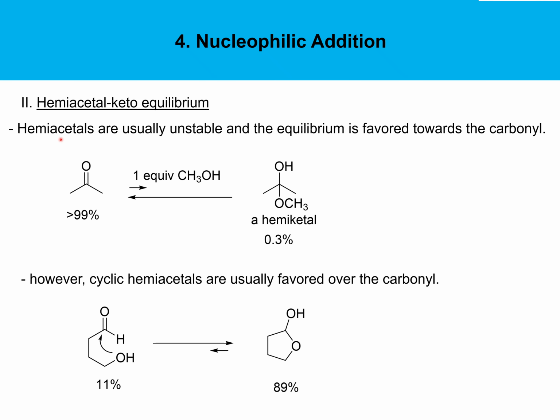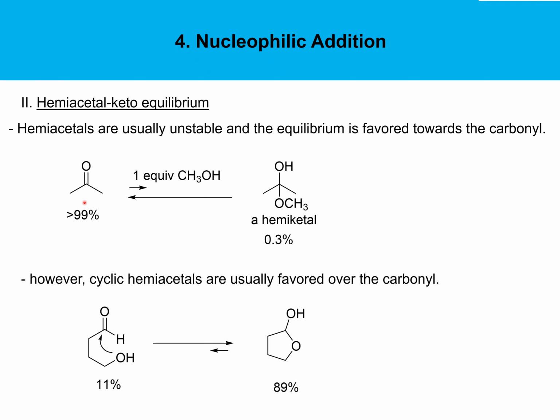A little bit about the hemiacetal to ketone equilibrium. So in general, hemiacetals or hemiketals are unstable, and the equilibrium will be favored towards the carbonyl, whether it's a ketone or an aldehyde. So here's a look at what I'm referring to. If we start off with acetone and we add theoretically one equivalent of methanol, we should get a hemiketal, but that equilibrium is heavily favored towards the carbonyl. The reason for that is carbonyls, the double bond here is a strong bond.